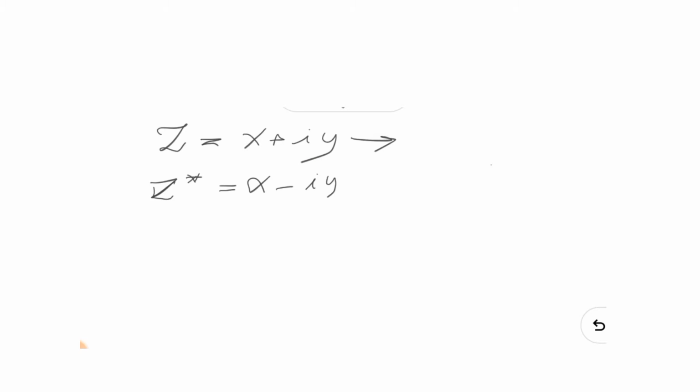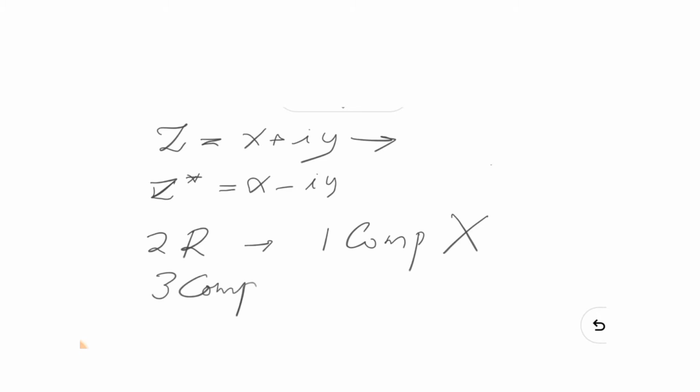That means a complex root cannot be alone. Every complex root will have a pair which is the conjugate of the other root. So two real and one complex won't exist, and also three complex never exist.